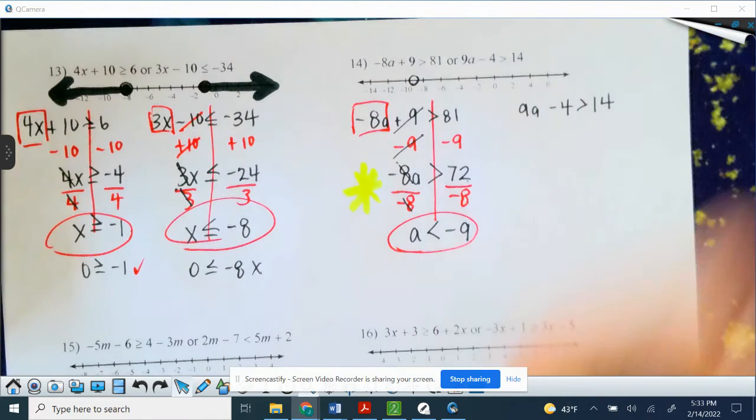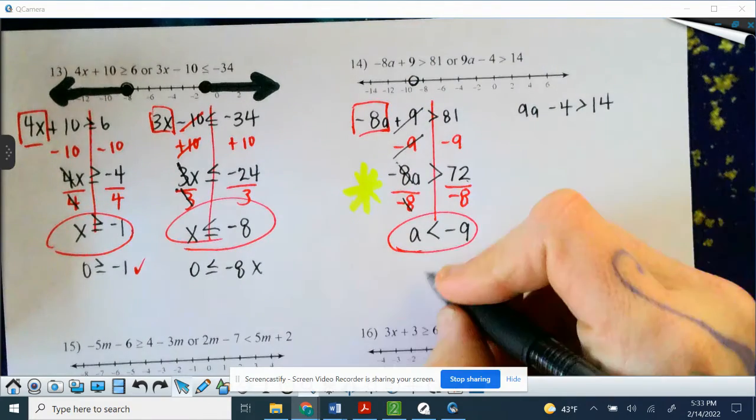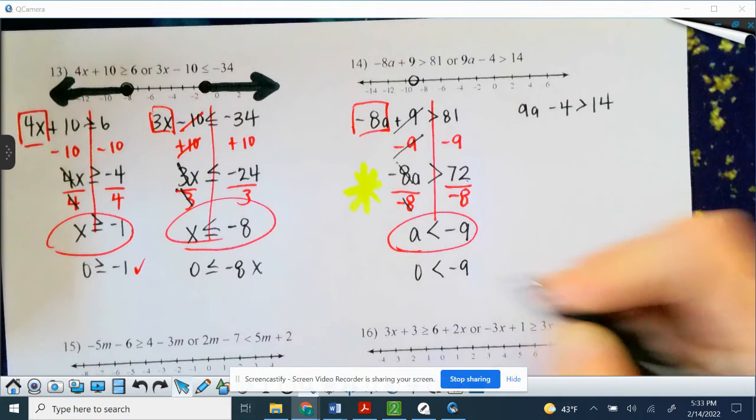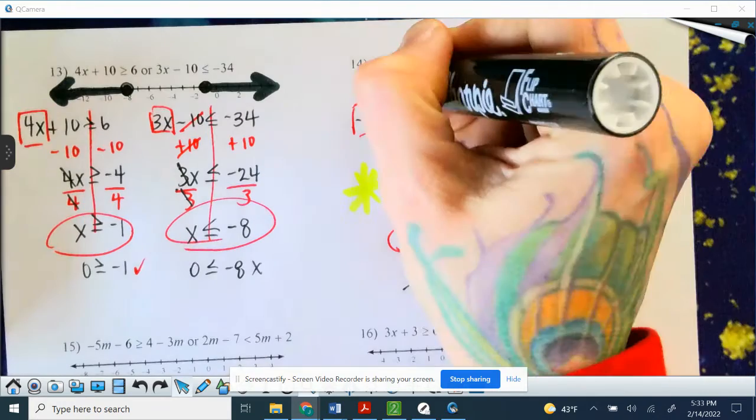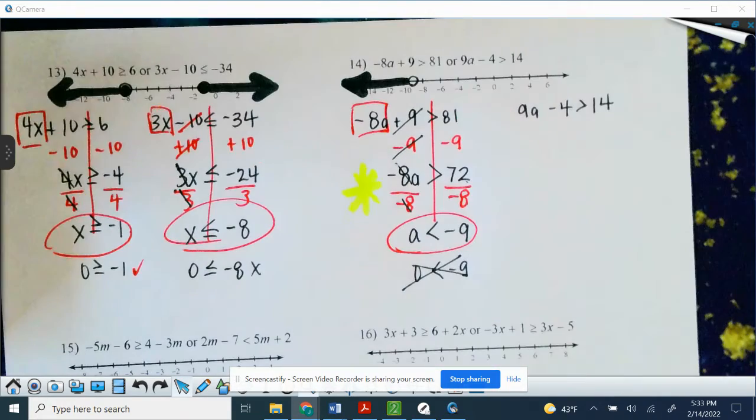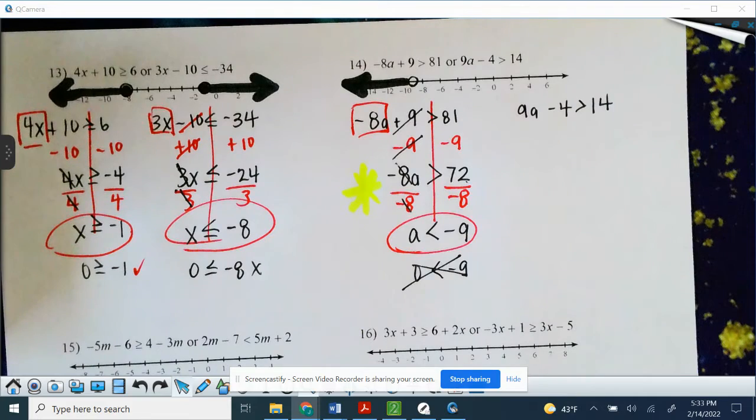And then we are going to shade towards, is 0 less than -9? It is not, so we're going to shade away from 0, which is going to be to the left, because 0 is over here to the right. It is an open circle because there's no equal to.